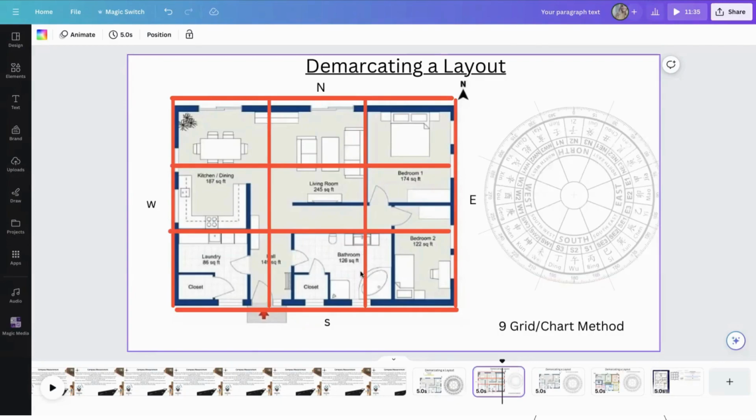Now, although this is a really popular form and method, as you can see, it makes it a little bit challenging when you're wanting to either activate an area or remedy it, because you'll see there's rooms that encompass more than one direction. So, if you look at bedroom 1 as an example, you'll see that it contains energies of the northeast and energies of the east. So that can be quite tricky when you're dealing with multiple energies in one room.